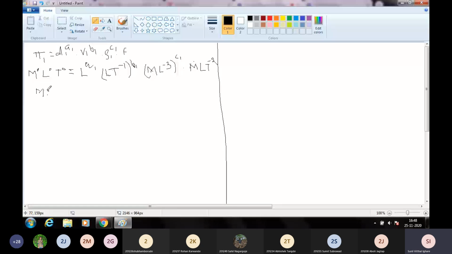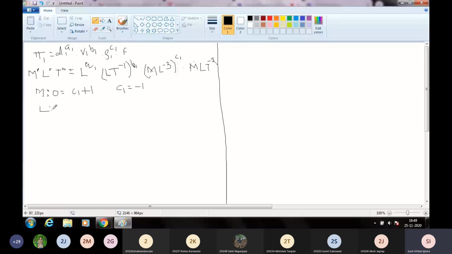For M, on the left hand side the value is M raised to power 0, so we take 0 and equate it with the right hand side. On the right hand side, first search for M and its power: M L raised to minus 3 raised to C1, you can see the third term. So M raised to C1, we write C1 here, then plus 1, because the next term has M raised to power 1. So C1 is equal to minus 1. If you resolve this, you will get C1 equal to minus 1.